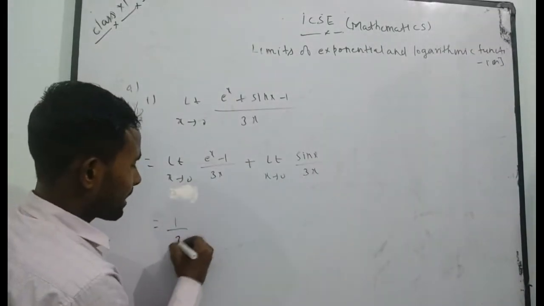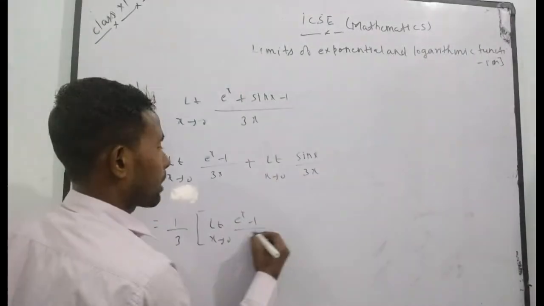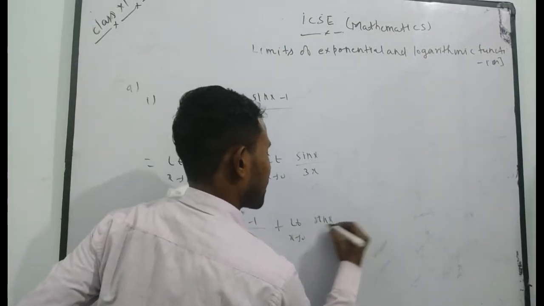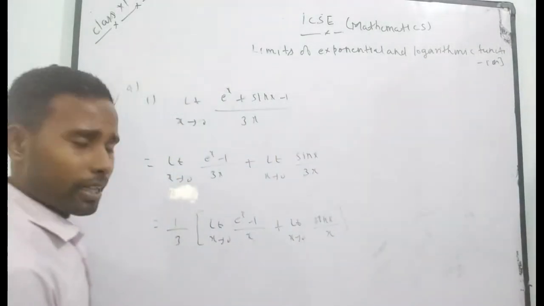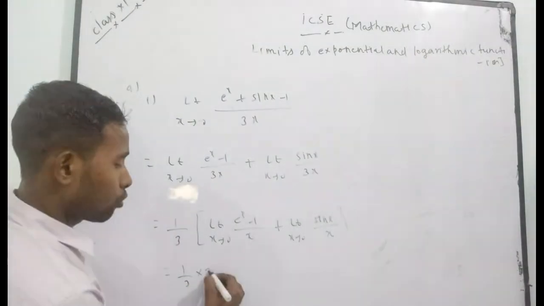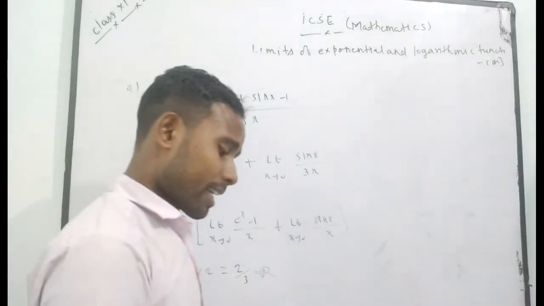In that case, you get limit x tends to 0, (e to the power x minus 1) by x plus limit x tends to 0, sin x by x. Finally, the first becomes 1, and the second is also 1, so 1 plus 1 will be 2. So it becomes 1 by 3 into 2, that will be 2 by 3, which is your required answer.